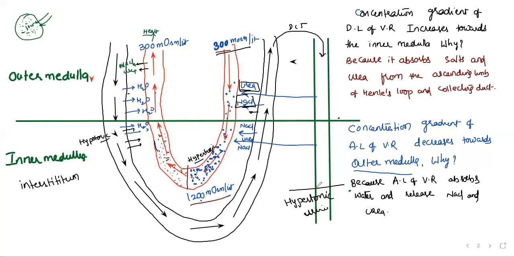This is the mechanism you people need to understand, to absorb more amount of water, or to produce hypertonic urine. So this is all about the counterflow mechanism, or in the text language, if you want to say, the mechanism of concentration of the filtrate. Okay, chalo.